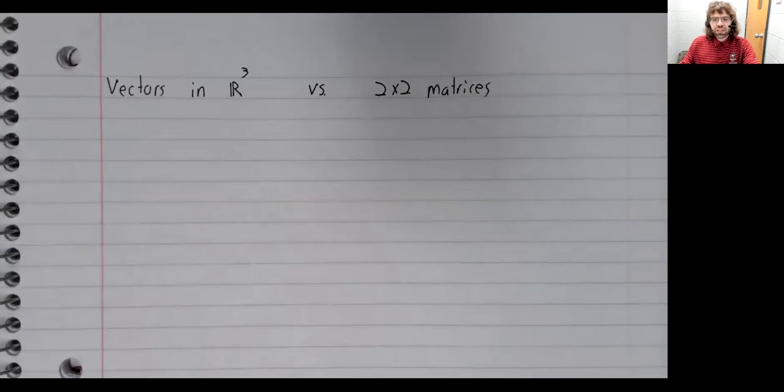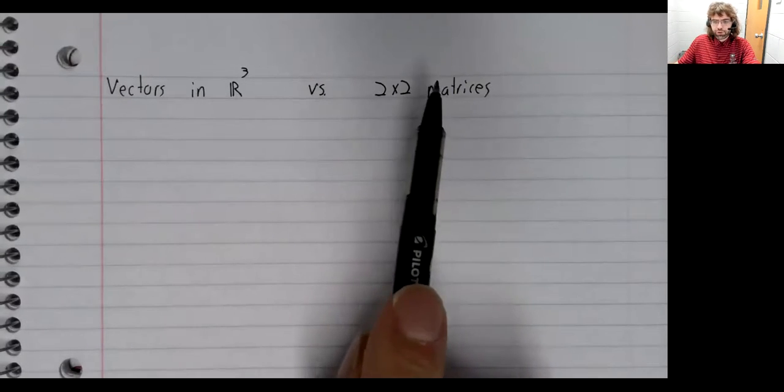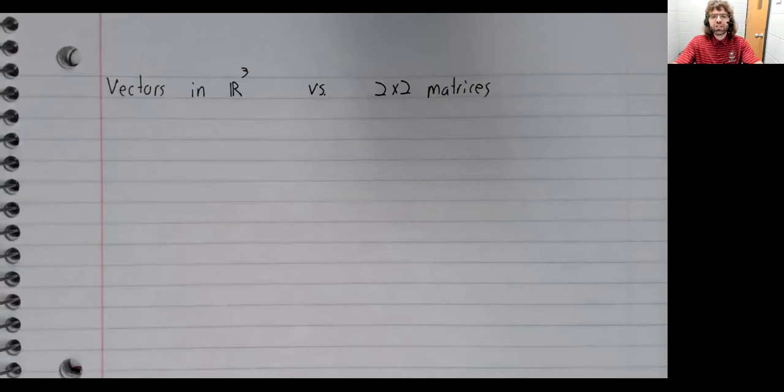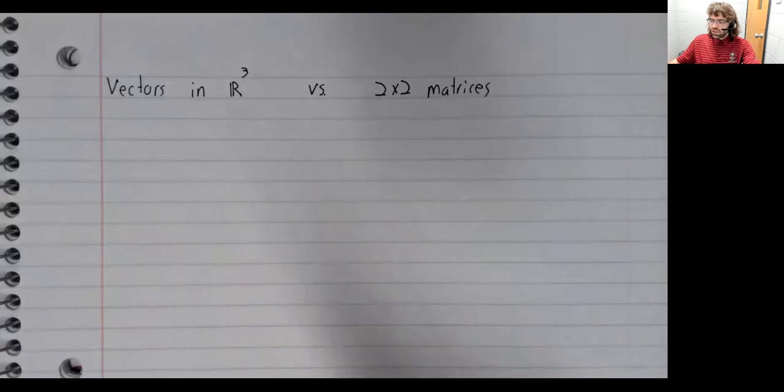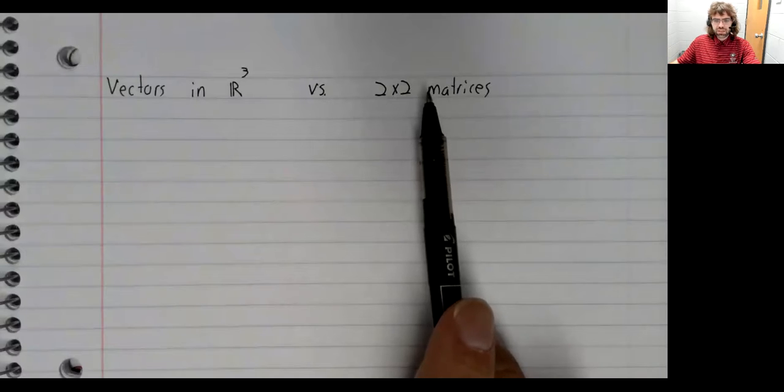But rather than focus on the ways that these two sets are different, let's ask what they have in common. For example, the set of 2x2 matrices. Here's a slide from section 2.1. We can add matrices and we can multiply matrices by scalars. And that addition and that scalar multiplication have these 8 properties. So these are properties that the 2x2 matrices have.